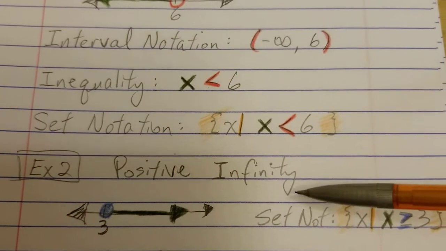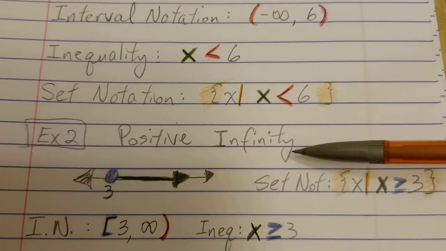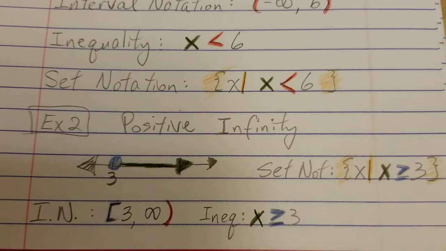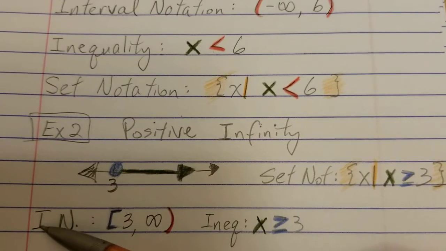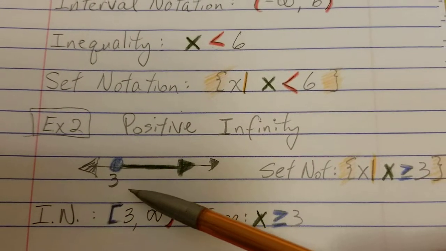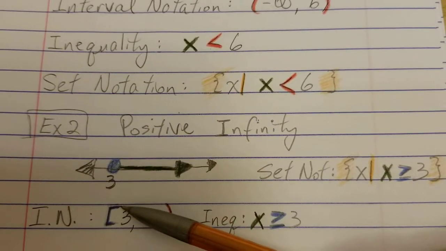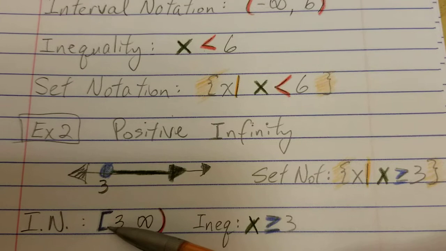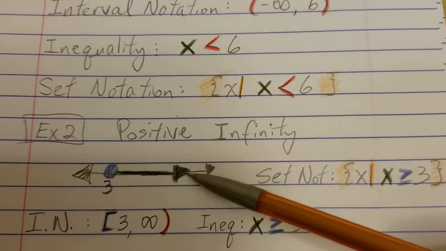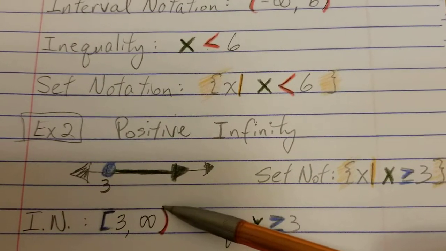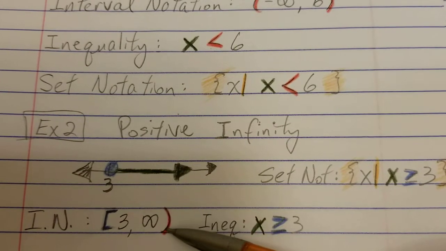The next example will be positive infinity, which is very similar. For the interval notation, on the left side you have a +3, but it's a closed circle. That's why you have a straight bracket. On the right side, since it's going forever, you're heading towards positive infinity.